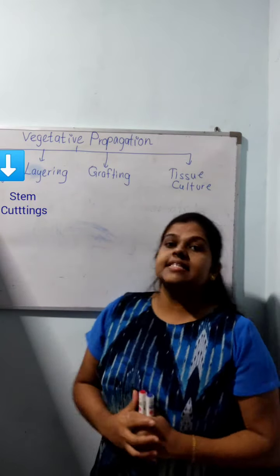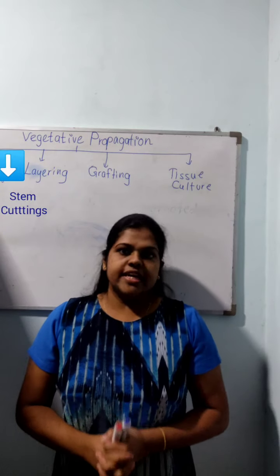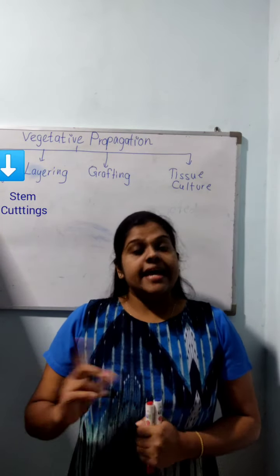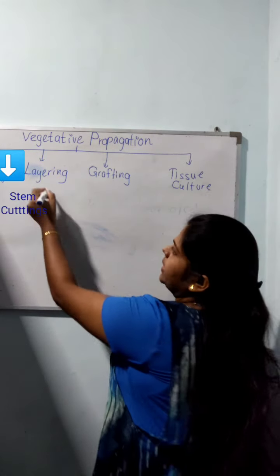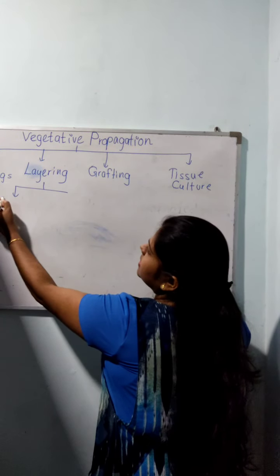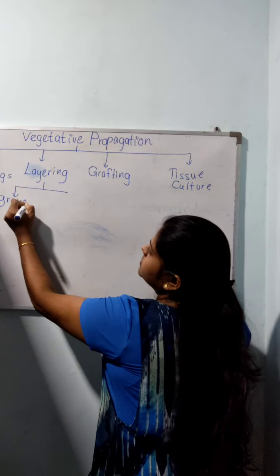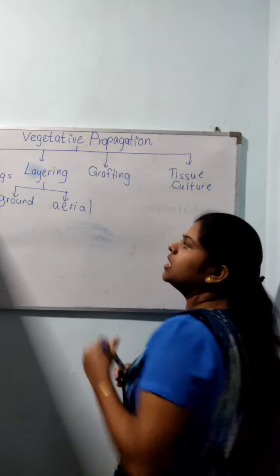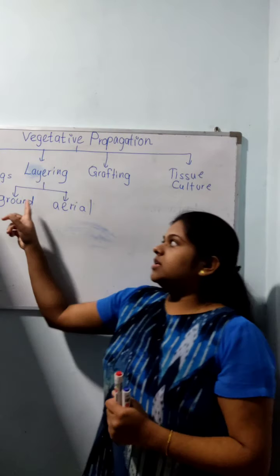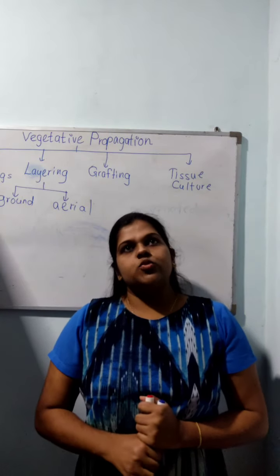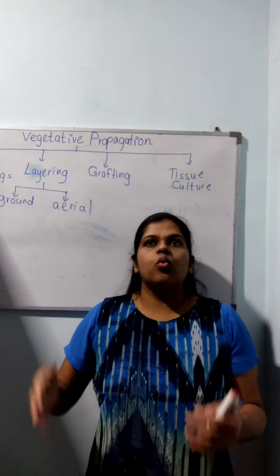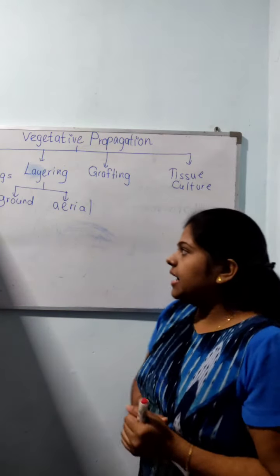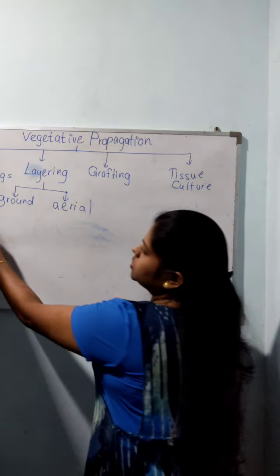The other method is layering. For layering, we need some sort of technical knowledge. Layering can mainly be done in two ways. One is known as ground layering, the other is called aerial layering. When we talk about ground layering, we specially select plants which have branches very close to the soil.